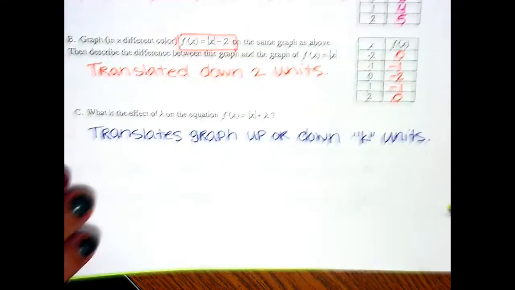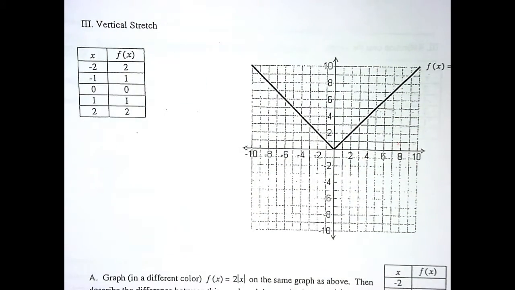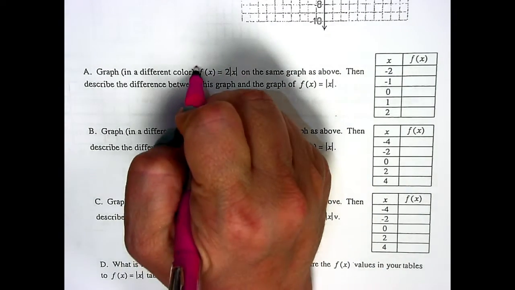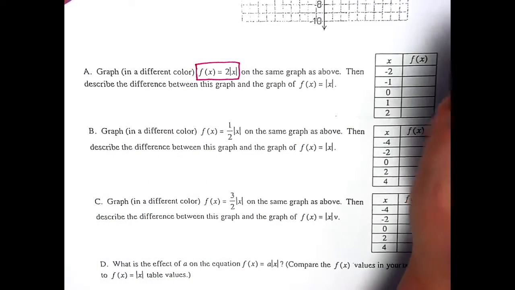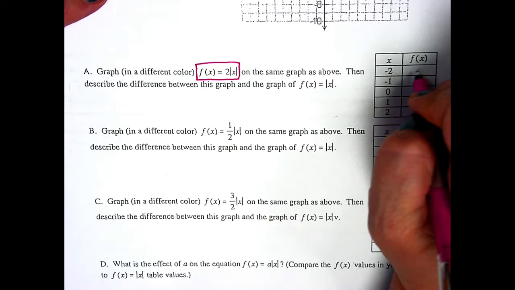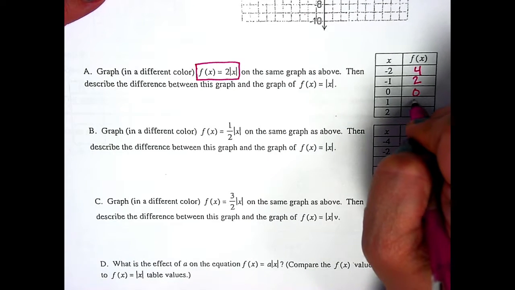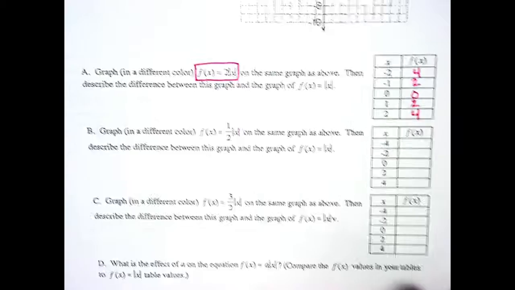All right, moving on. Now we're into vertical stretch. And again, they gave us the parent function. So on part A, it says in a different color, graph f of x equals 2 times the absolute value of x. So if I put -2 in, I get 4. -1 is 2. 0 is 0. 1 is 2. And 2 is 4.